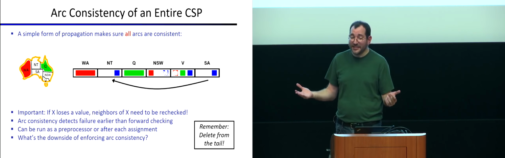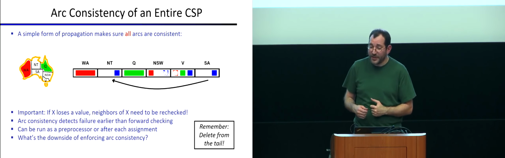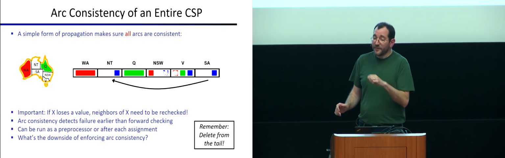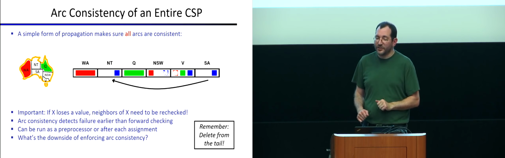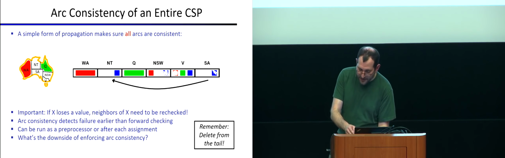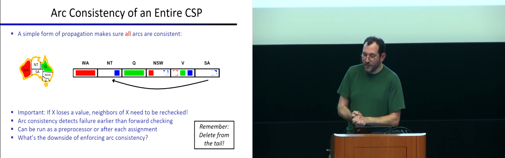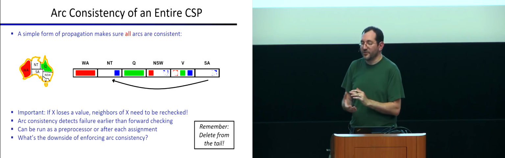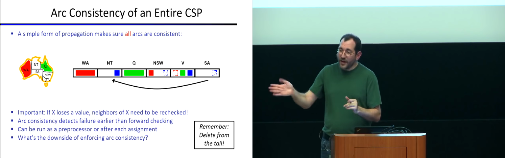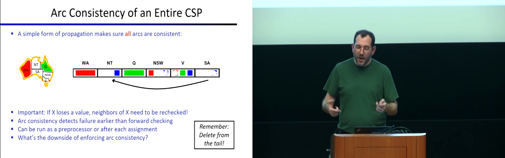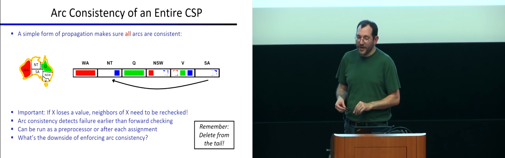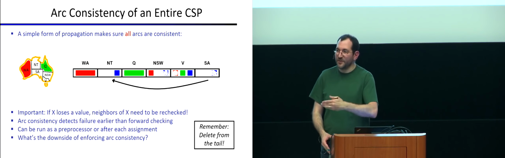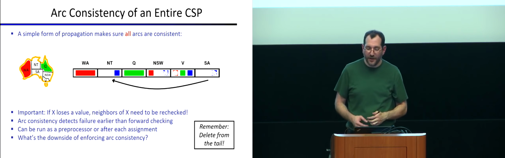The whole reason to do this is actually a completely different arc. It's the one between SA and NT, neither of which is assigned, but if you just look at them for a second, if you look at that arc in either direction, you will see that, in fact, you have to delete blue from the tail, which results in an empty domain, and an empty domain means a detected failure, which means backtracking. So if we went around and checked all the different arcs, we would know as soon as we assigned WA to red and Q we made green, we would be able to detect this sort of secondary violation between unassigned variables.